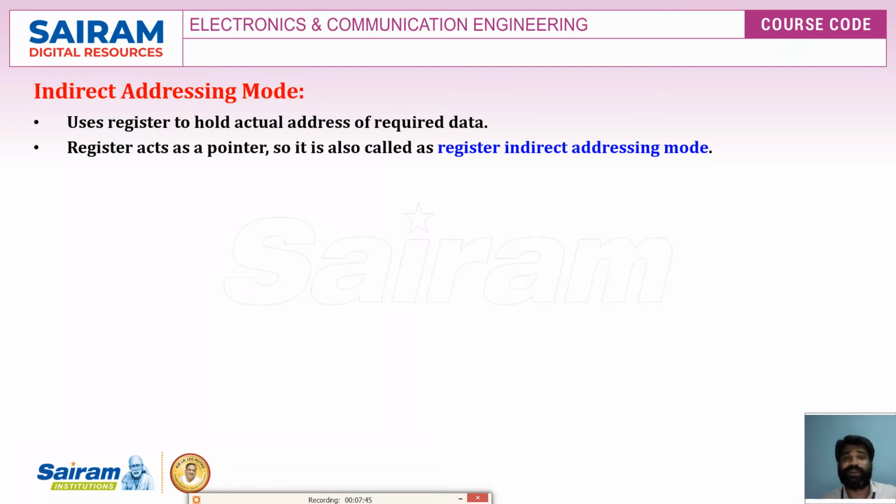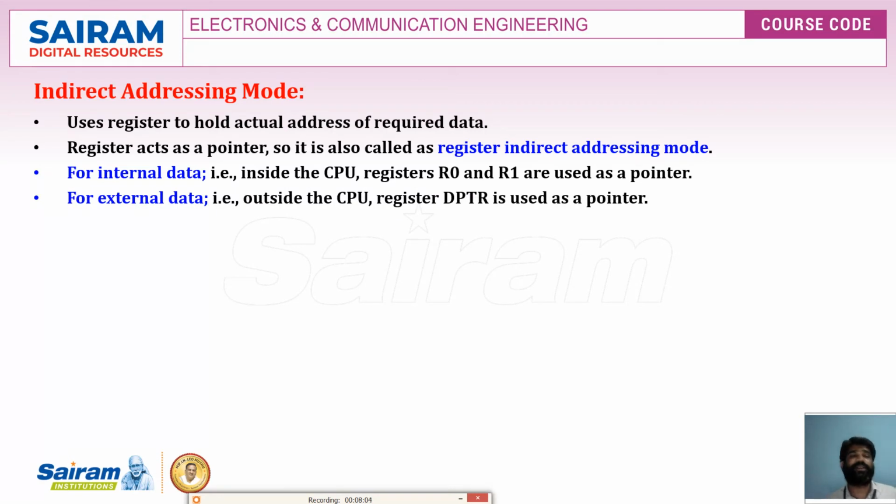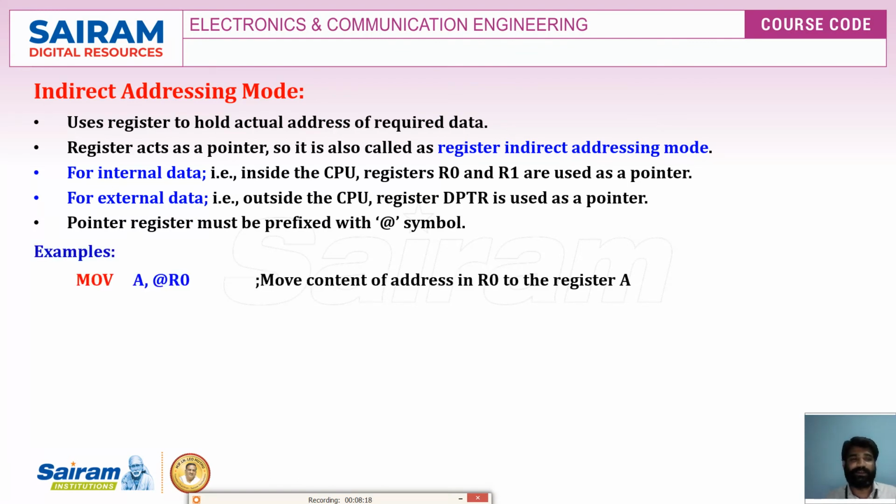So it is also called register indirect addressing mode, and that register is specified as a part of the instruction. So for internal data, that means within the CPU, registers R0 and R1 are used as a pointer. Only two registers are used as a pointer for internal data. And for external data, that means external memory outside the CPU, register DPTR is used as a pointer. And that pointer register must be prefixed with the at symbol. See, these are the examples.